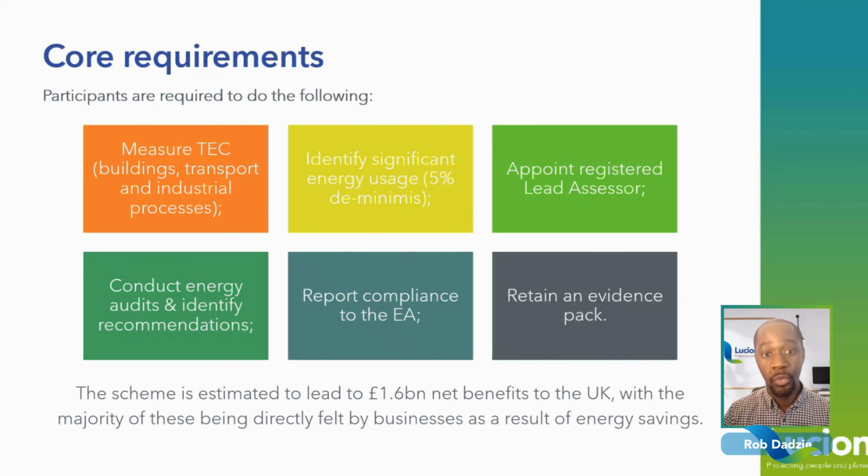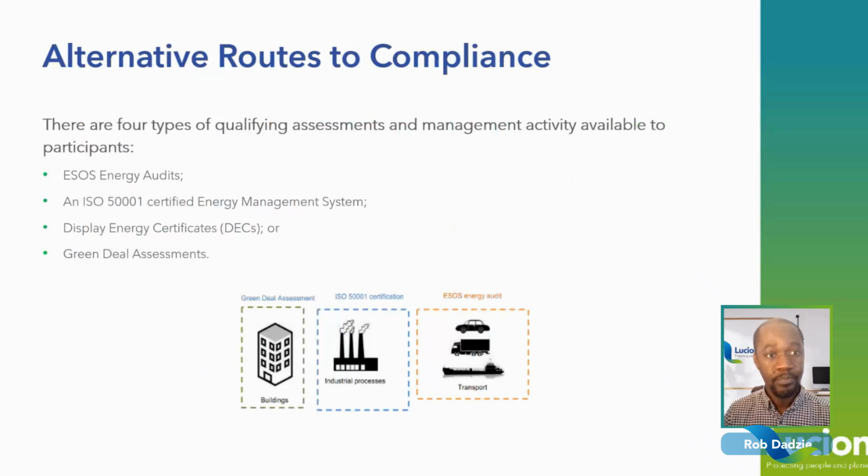ESOS phase 3 also requires public disclosure, whereas previous phases haven't. I think that's mainly so that it encourages businesses to take action, because you need to consider what it might mean to your stakeholders and investors if you're shown not to be energy efficient or aware of your energy usage. The main purpose of this is to realise across the UK that £1.6 billion in net benefits that can be achieved by being more energy efficient.